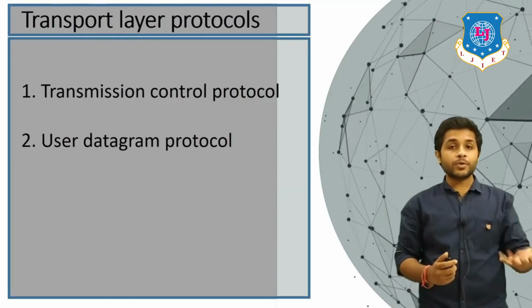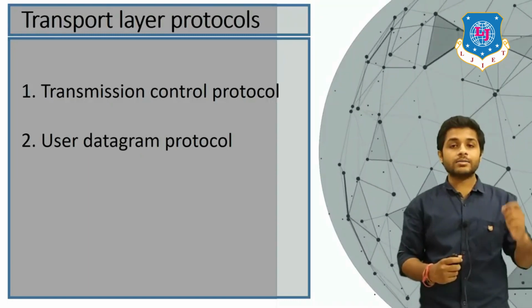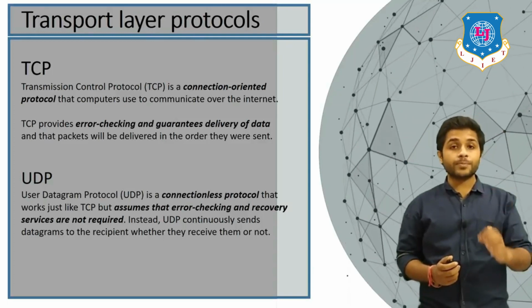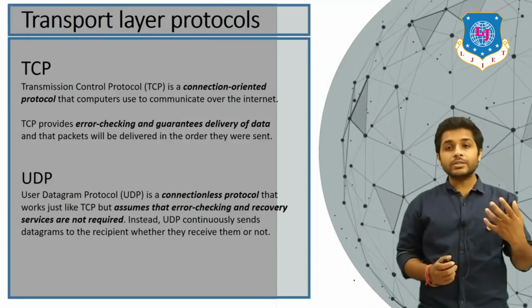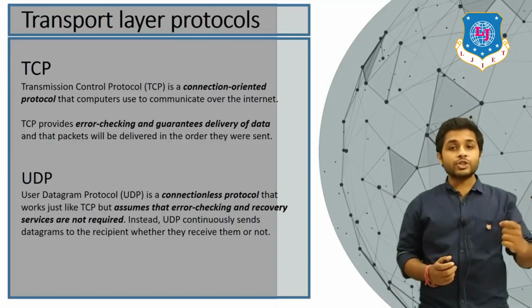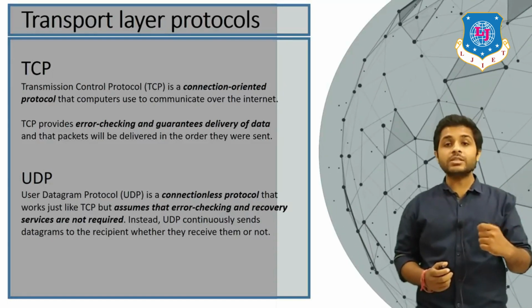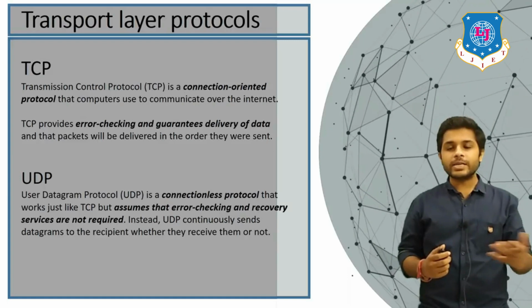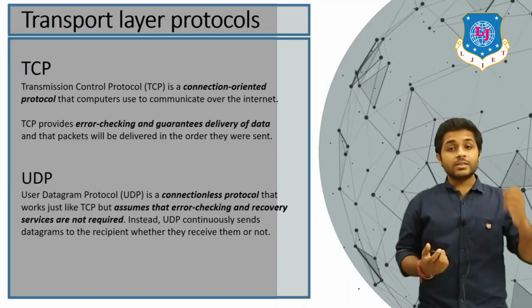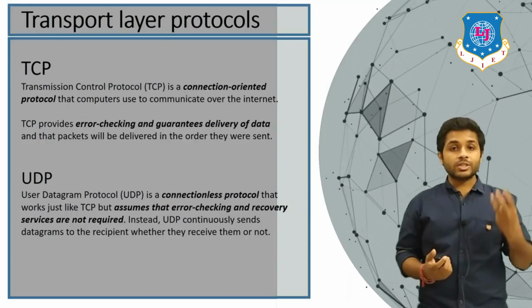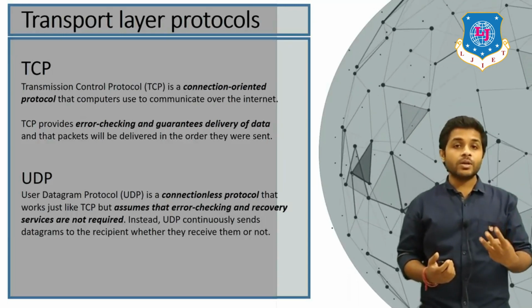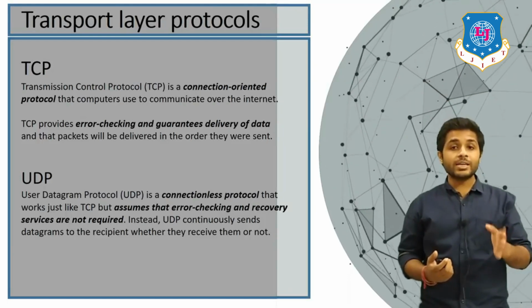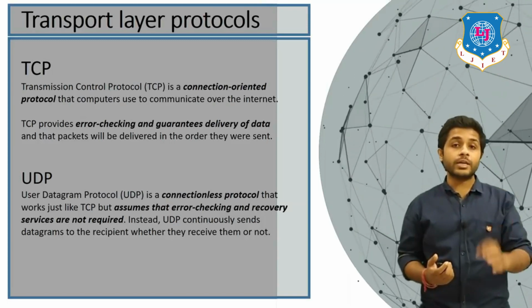Now the two main protocols of the transport layer are the TCP and the UDP. The TCP is known as a connection oriented protocol. So when two computers are using TCP at the transport layer, there should be an establishment of connection between these two computers. After the connection is established, they can send and receive data very easily, and after that the connection should be terminated. So these are the main three steps which are followed when two computers are using TCP. The TCP also provides error checking as well as guarantees the delivery of data.